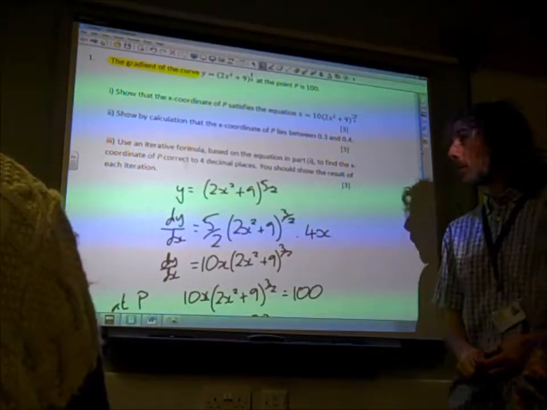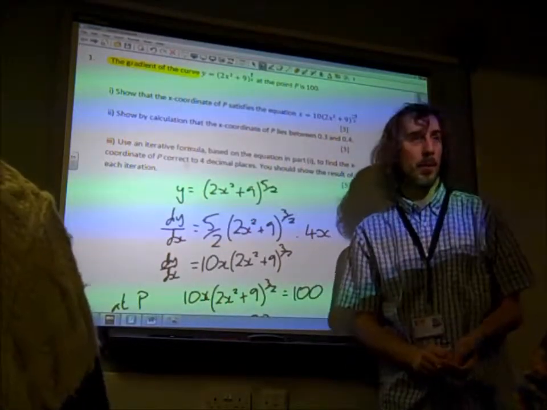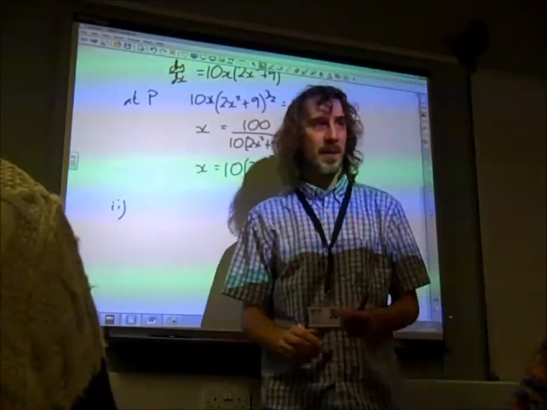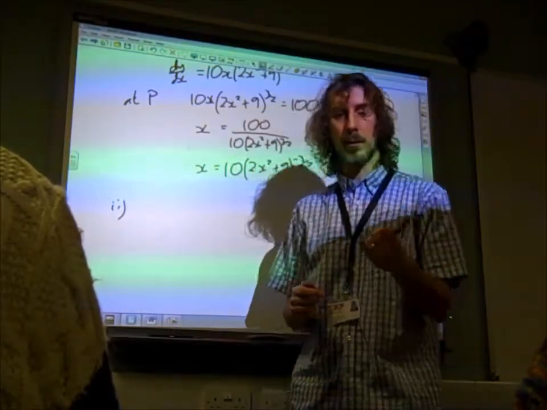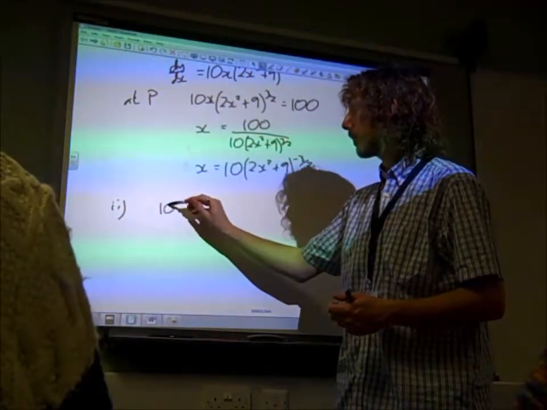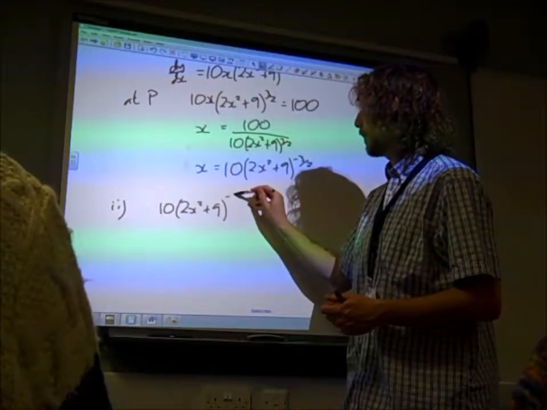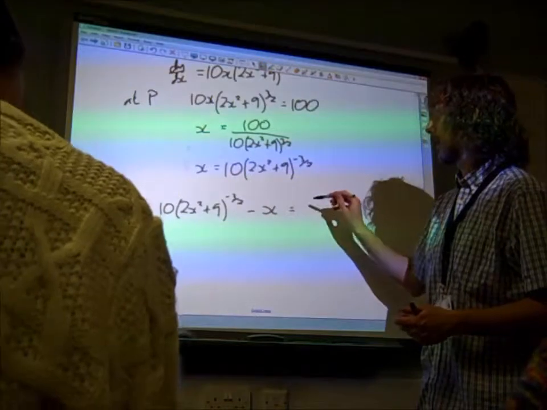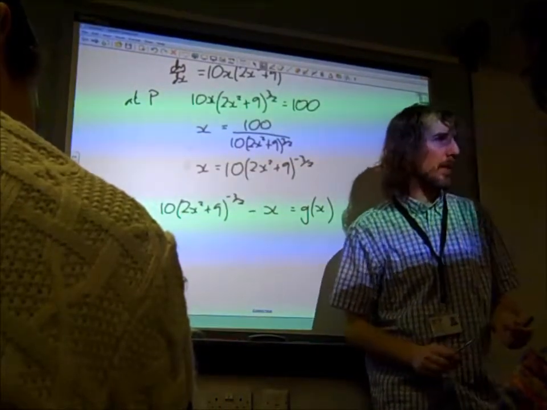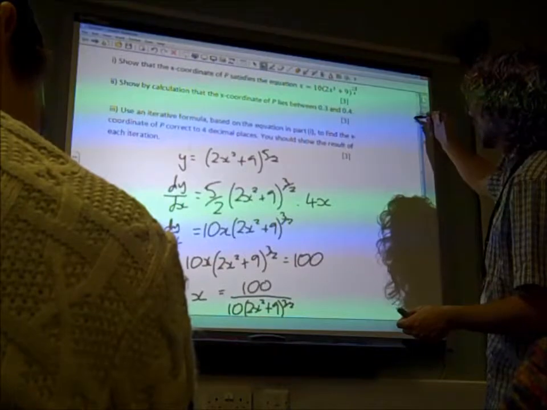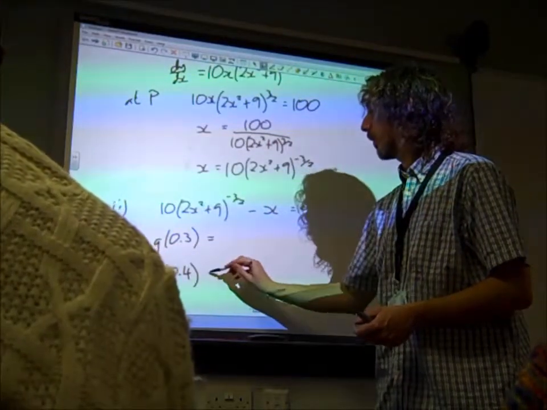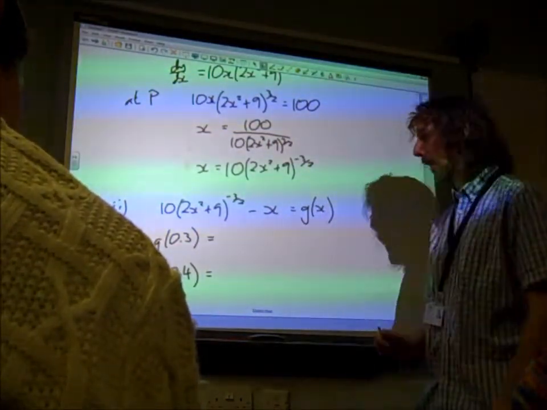We got 3 marks. Show by calculation that the x coordinate of P lies between 0.3 and 0.4. There are a few ways that it would be acceptable to do this, but the nice way of doing this is to turn this into a function that's equal to 0, and then work from there. So we're interested in 10 lots of (2x squared plus 9) to the minus 3 over 2 minus x, let's call that g of x, if we rearrange that. And then let's sub in these values, so let's sub in g of 0.3 and g of 0.4. And let's see what we get from that.